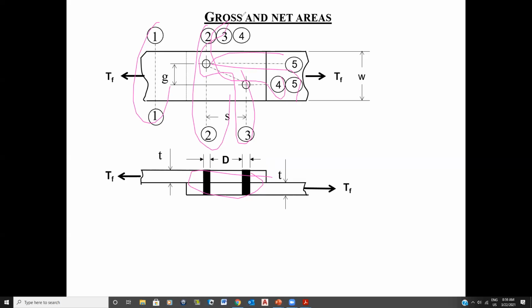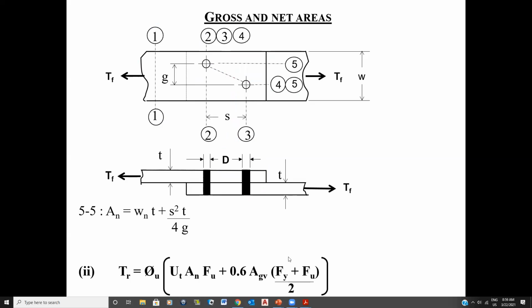Now, let's put all of this together in a very simple example. So here I have that. And of course, because I have two shear planes, one here and one here, the resistance of this and the resistance of this will be calculated by this part of the formula, this here.